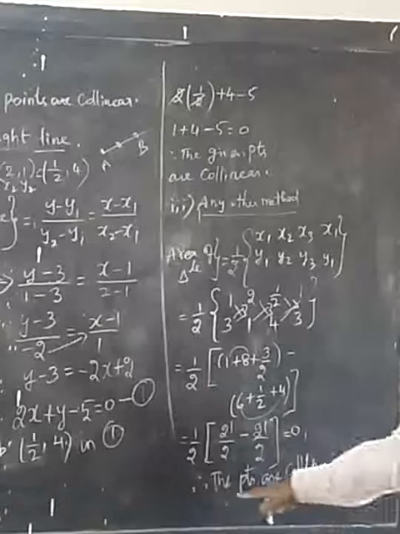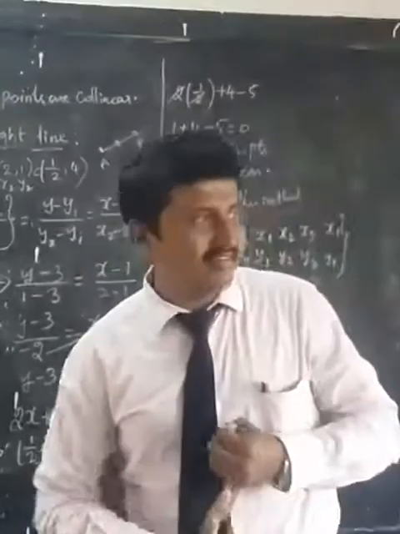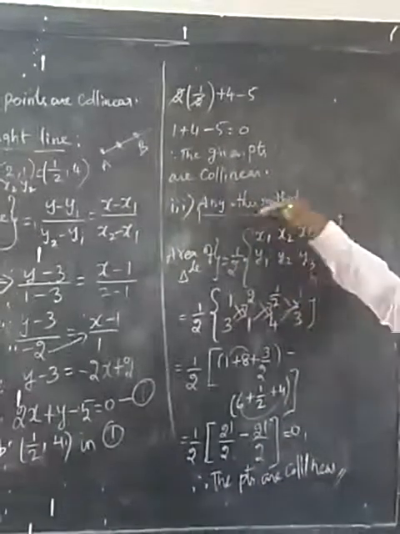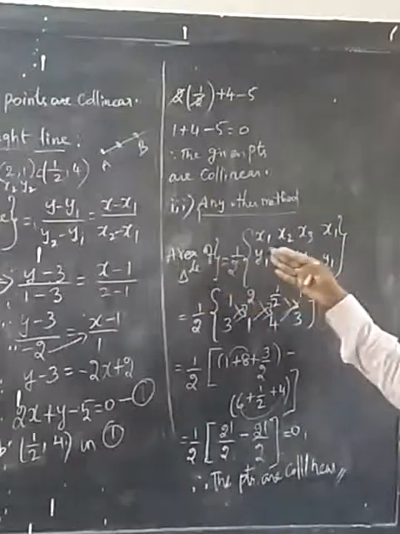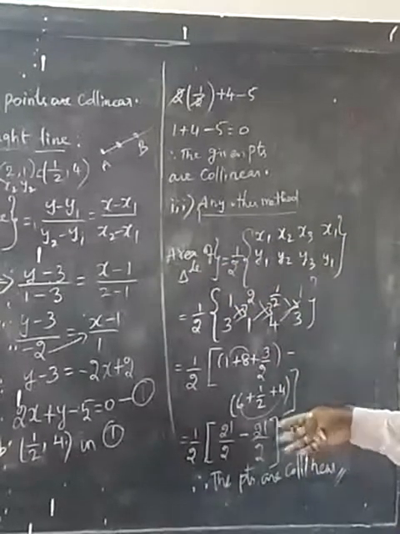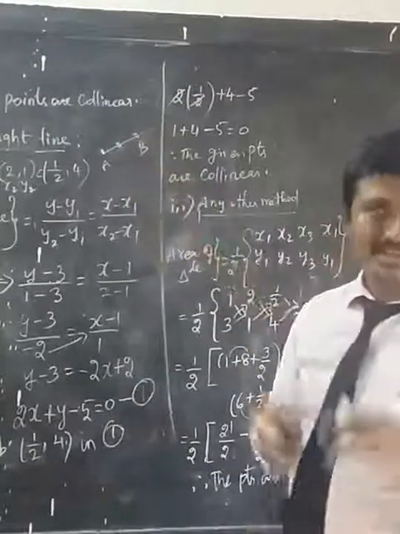So we have proved the points are collinear in 3 ways. What are they? First one is the slope concept method. Second one, the equation of straight line method. And the final one, any other method they said, we used the area of triangle formula method. So we found out the area of the triangle, but the answer becomes 0, which means we cannot form a triangle. Therefore, the 3 points must be in a straight line. This is the concept.